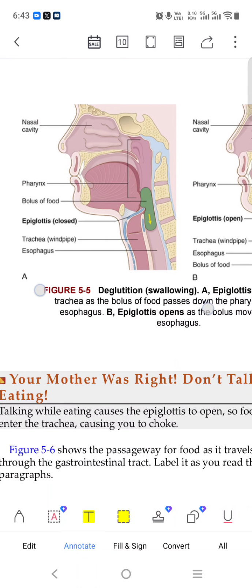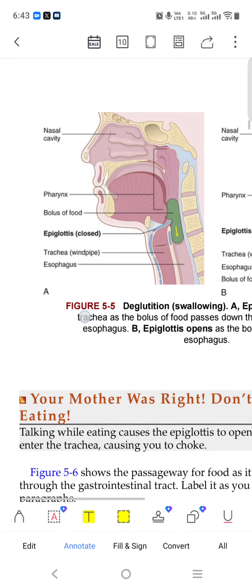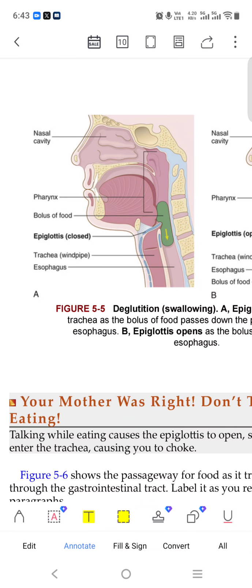So in this, you can now see the nasal cavity, pharynx, and a bolus of food entering. Epiglottis closed: when we take the food inside, the epiglottis closes and the trachea, the windpipe, is blocked. So the epiglottis plays this role while we take the food in.